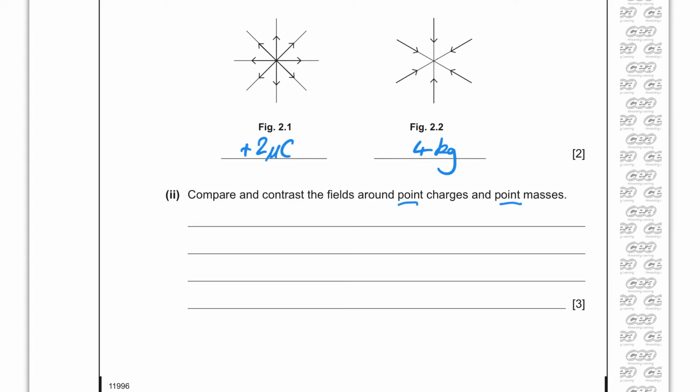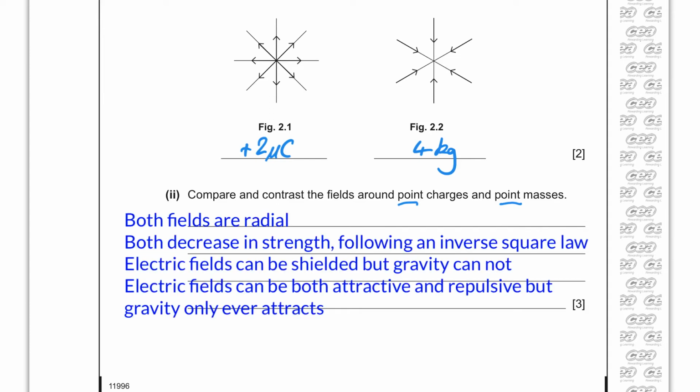You could go into the fact that electric fields can be attractive or repulsive, whereas gravitational fields are always attractive. You could go into the fact that electric fields can be shielded and gravitational fields cannot. Again, golden rule, lists like this should be learnt off.